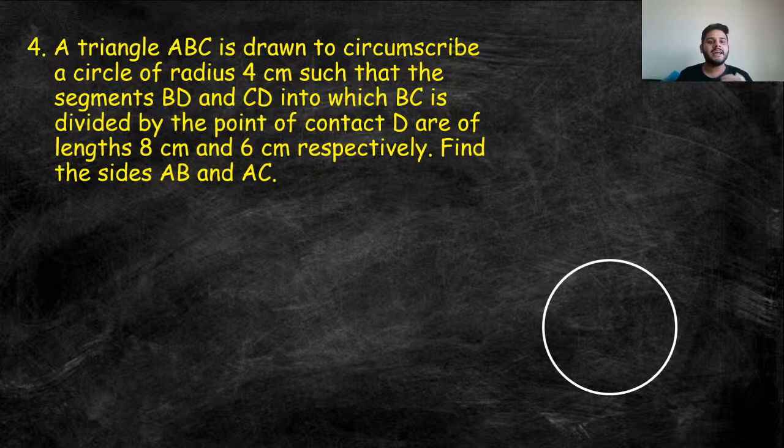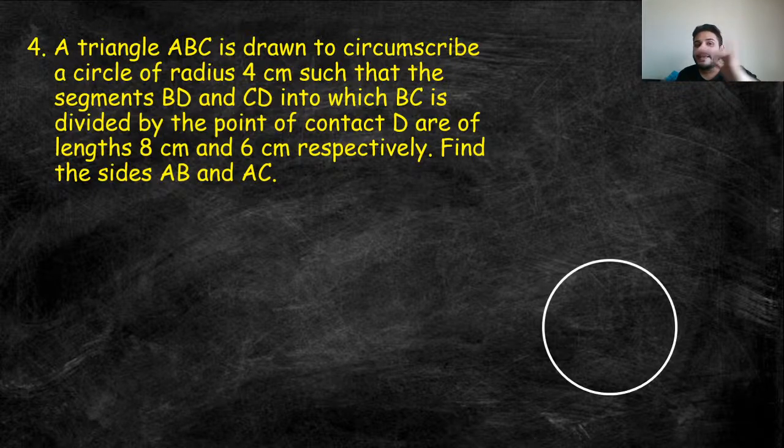Reading the question, a triangle ABC is drawn to circumscribe a circle. Now whenever a triangle is circumscribing, that means the circle is an inscribed circle in the given triangle. So this is an opposite manner. This is a slightly twisted manner to given in the question.